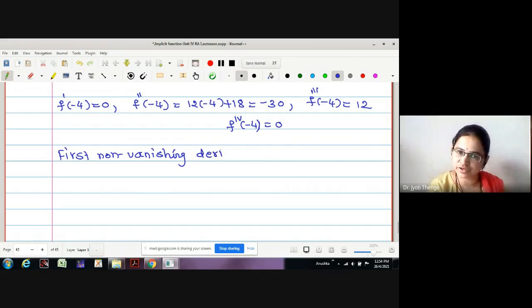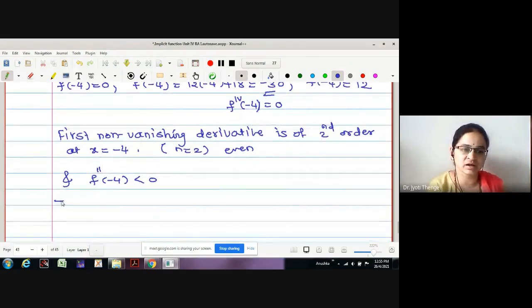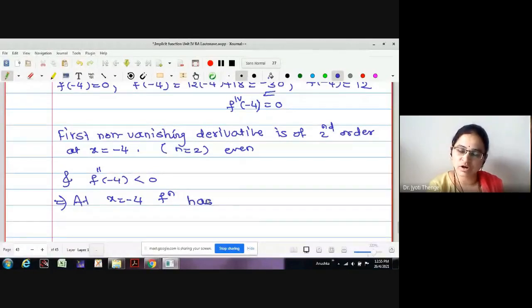First non-vanishing derivative is of second order at x equal to minus 4. Right? That is n is equal to 2. That is even. Okay. And f double dash of minus 4 is less than 0. No? Minus 30 we have calculated. Therefore, what can I conclude about the point now? At x equal to minus 4, the function has local maxima.